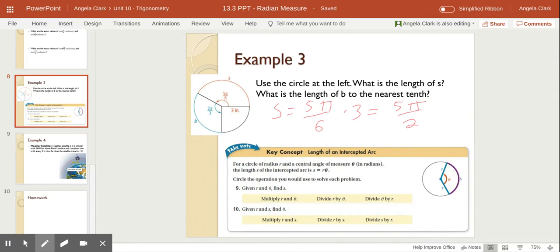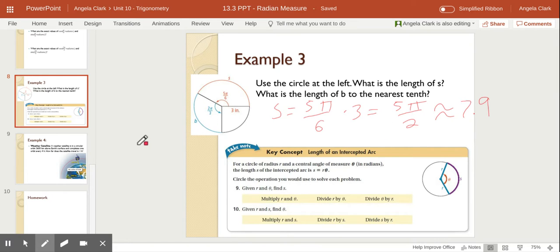If you're asked for a decimal approximation, it would be 7.85. So that's approximately 7.85. Obviously, that decimal goes on and on, so how you would round that would depend on how the question was asked. This actually says to the nearest tenth. So technically, this should be 7.9. Nearest tenth, 7.9.